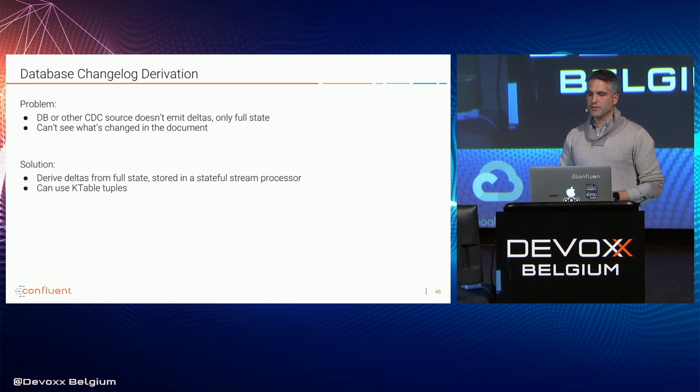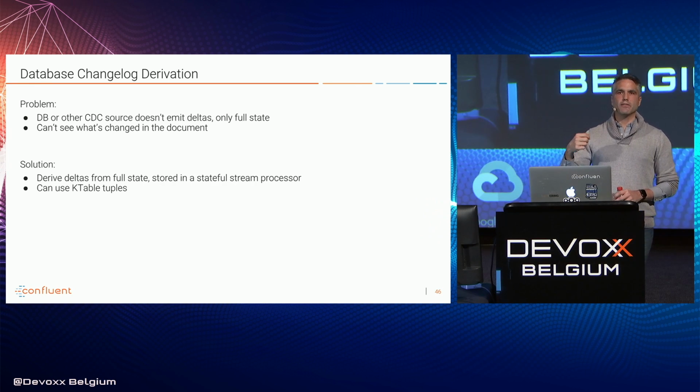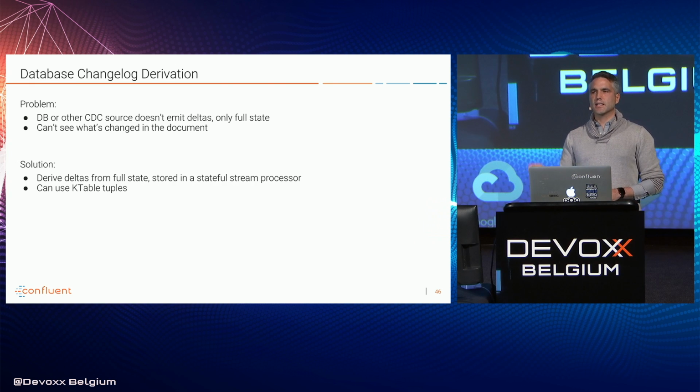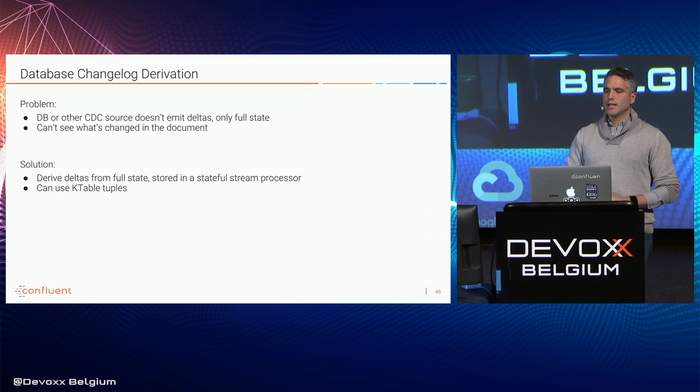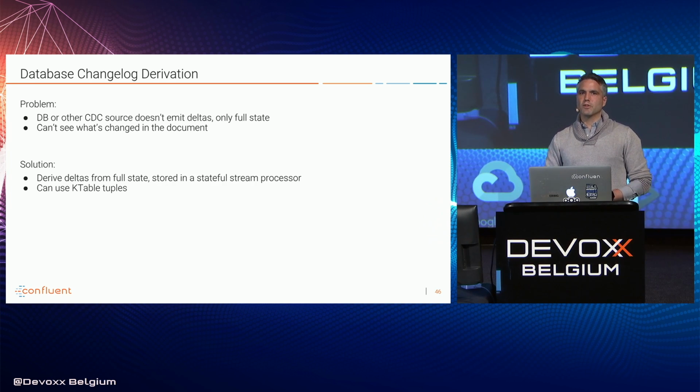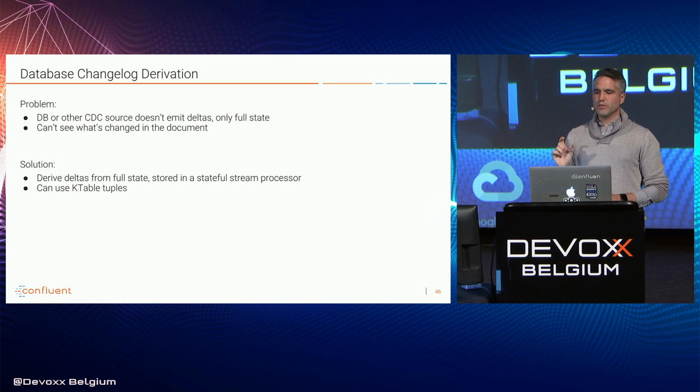You can either derive deltas from full state stored in a state store, which, yes, that means you effectively have to have a copy of your source database inside Kafka Streams and Kafka in order to do a delta comparison against. And that's quite simple. But you can do it with k-tables as well. And you can do it in a very performant and a little bit harder to read way, just using a tuple value as the value in a k-table instead of just the single state value.